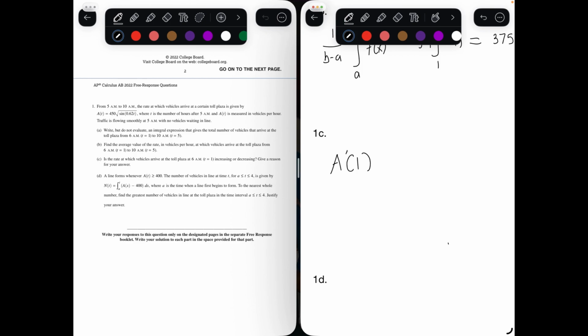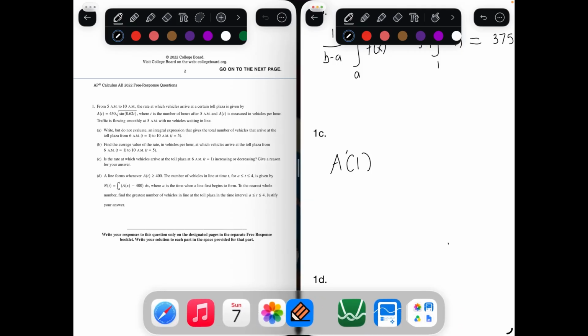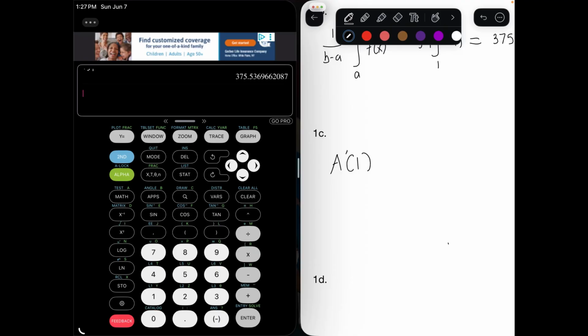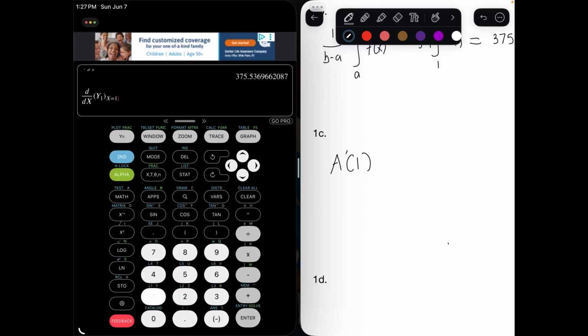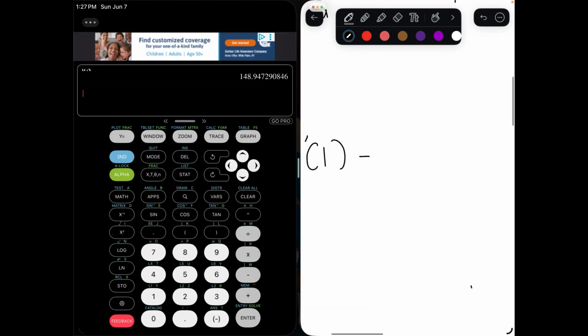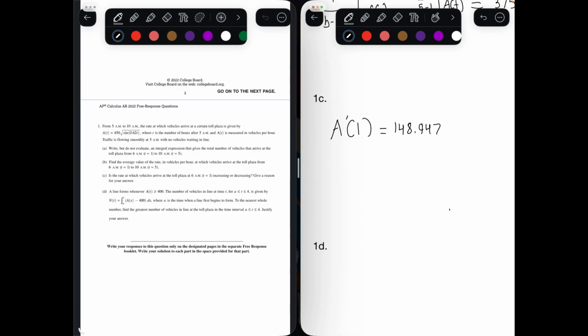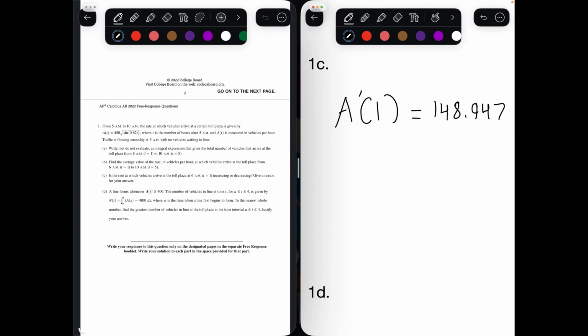Okay, so again, I would use my calculator for this. The function is already here, A prime of t. To take the derivative on the calculator, I would do math 8, plug in my function, Y1, alpha trace, and then click on Y1, and plug in 1. This takes the derivative for you at t equals 1. And you get 148.947. So since the derivative is positive at 1, this means that the rate at which vehicles arrive at the toll plaza would be increasing at t equals 1, since the derivative is positive at t equals 1.